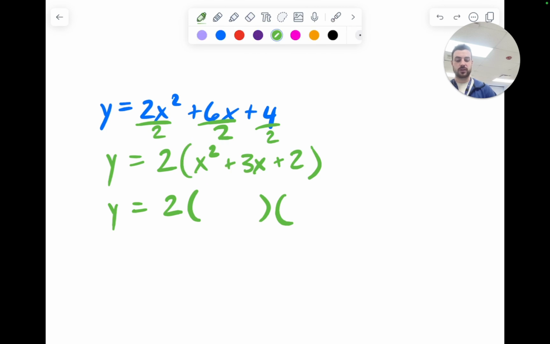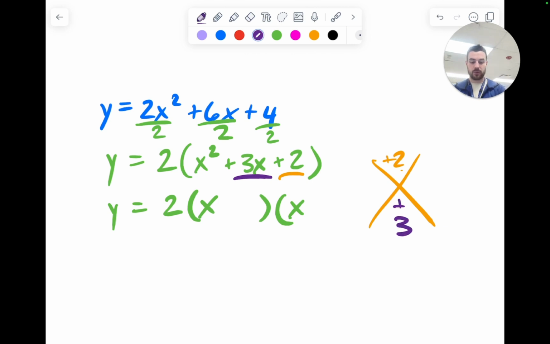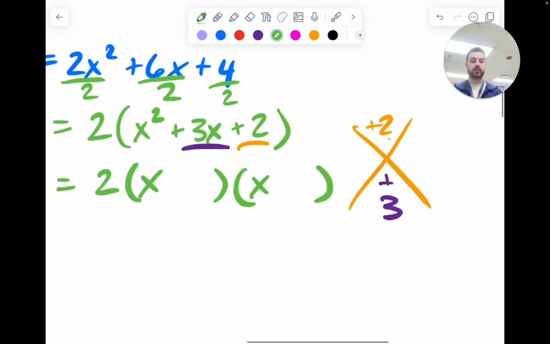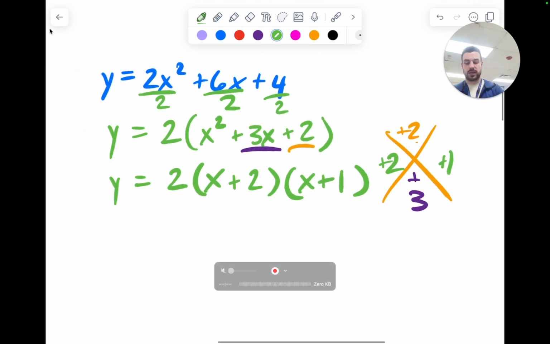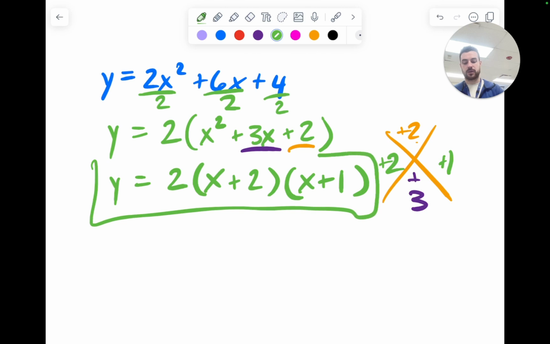So I'm going to start with x and x. And now I need two numbers that will multiply to positive 2 and then add to positive 3. Well, the only way that works is because we have two factors that multiply to 2, and it's going to be 2 and 1. So we have positive 2 and positive 1 as our two values. And here is our factored form, our intercept form.